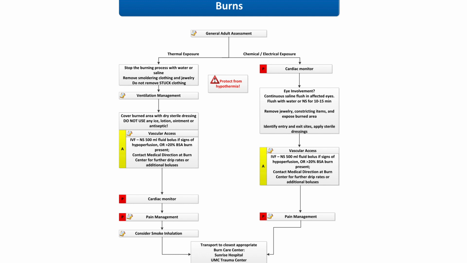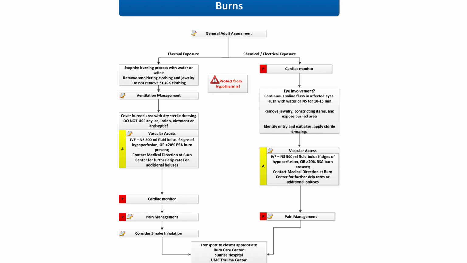If the patient is a chemical or electrical exposure, we want to apply a cardiac monitor for paramedics. We want to determine if there's any eye involvement, and if there is, we're going to flush the eyes with water or normal saline for 15 minutes. And then we're going to remove any jewelry, constricting items, and expose the burn area, and try to identify any entry and exit sites and apply dry sterile dressings.